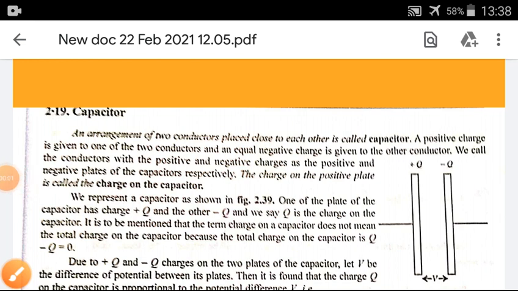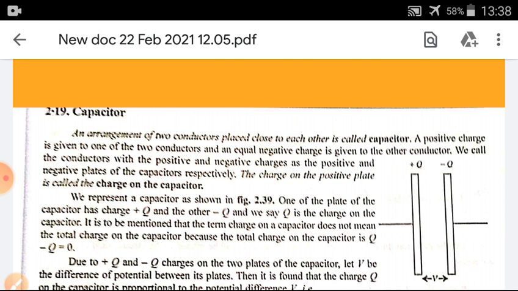About capacitors. An arrangement of two conductors placed close to each other is called a capacitor. A positive charge is given to one of the two conductors, and an equal negative charge is given to the other conductor. We call the conductors with the positive and negative charges the positive and negative plates of the capacitor respectively. The charge on the positive plate is called the charge on the capacitor.